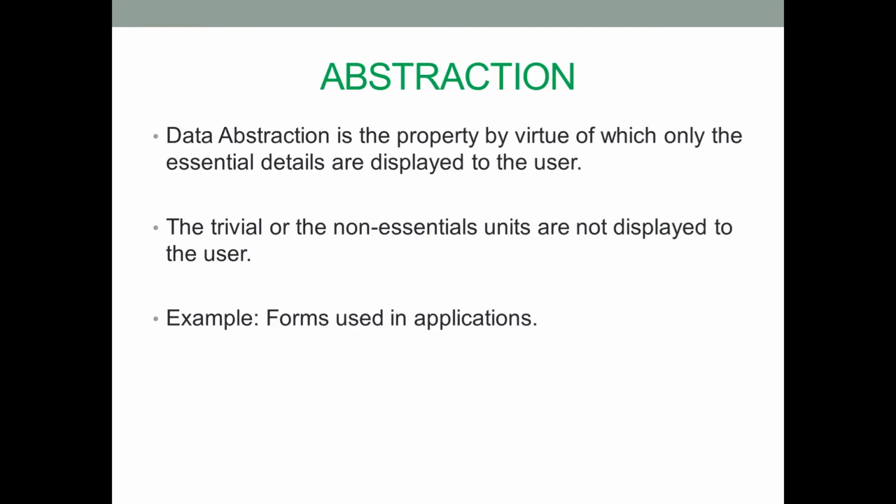Another OOPS concept is abstraction. Abstraction is the property of data by which only the essential details are displayed to the user. From the term itself we can understand that it is hiding something: the non-essential units are not displayed to the user. I have given the example of forms. We have seen many kinds of forms in many applications for registration, login, sign up. When we enter the details about our profile that they ask for, we provide that data and press the submit button, right?